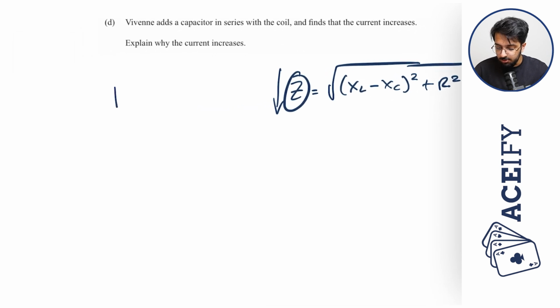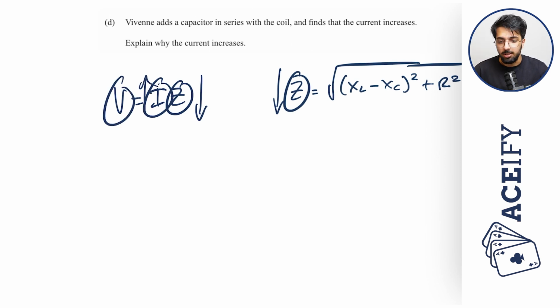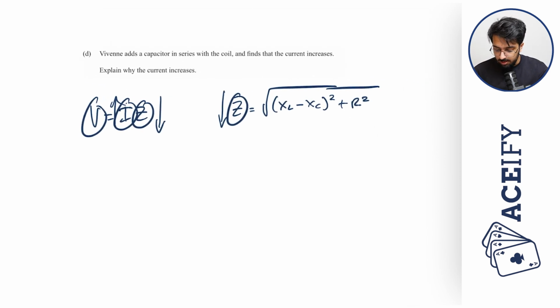And so due to V equals IZ, if our total impedance has decreased, therefore our current must increase as our voltage has remained constant. And so you can write that in words. And with that, we are done.